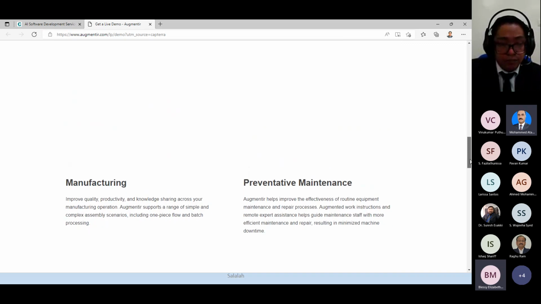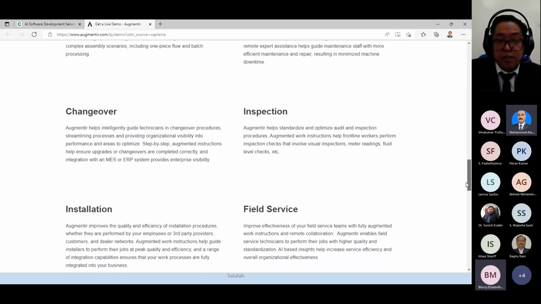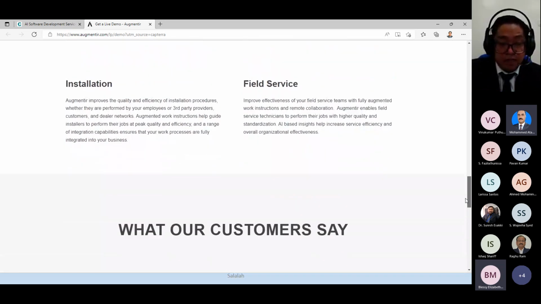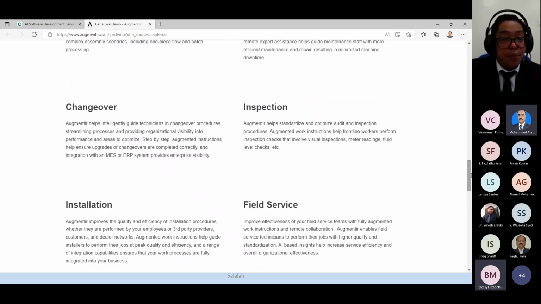Right. Still loading though. Manufacturing, preventive maintenance, changeover inspection, installation, and field services. And of course, at the end, the customers will be on the happier side when you are providing this kind of facility with AI technology.